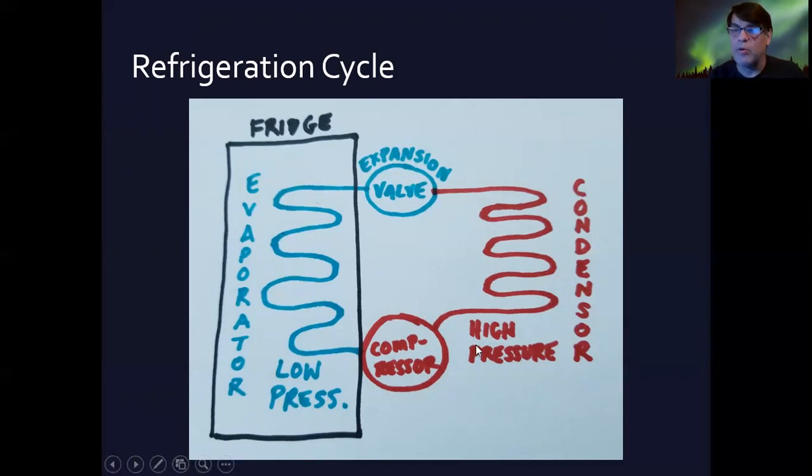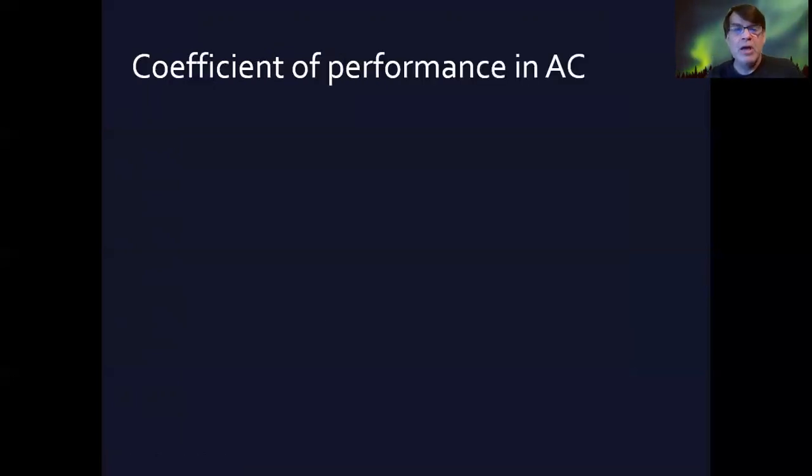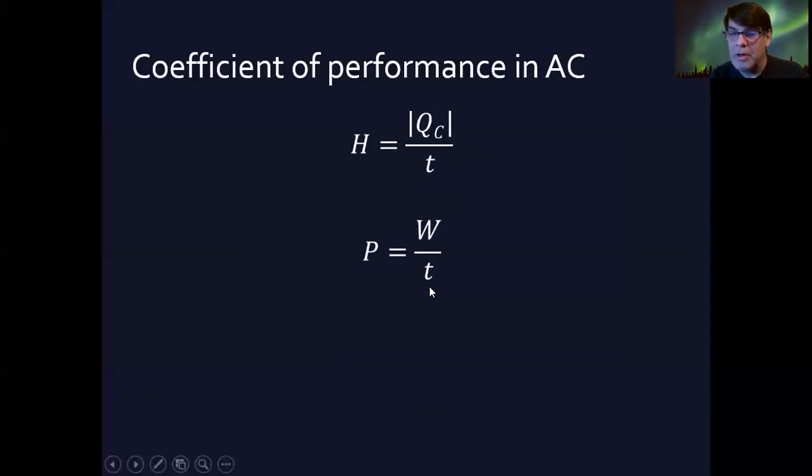And this is how it works for refrigerators. This is how it happens for air conditioners and so forth. Okay, now coefficient of performance in an air conditioner. H in the context of an air conditioner is the amount of heat pulled out of the house, for example, out of the room or whatever, divided by time. How much heat is removed per time? That's H. Now, we know that power is work per time.